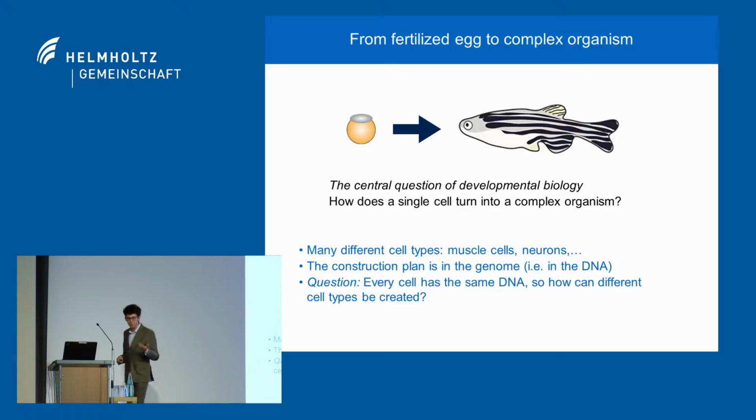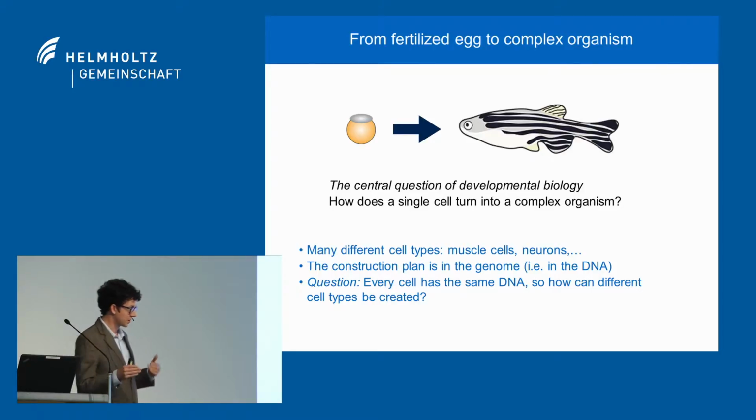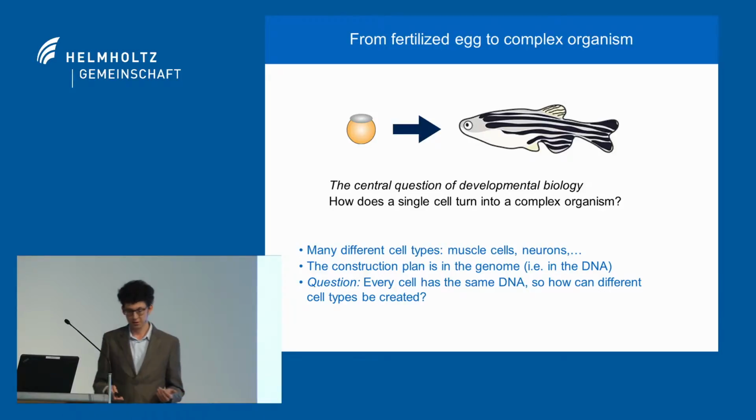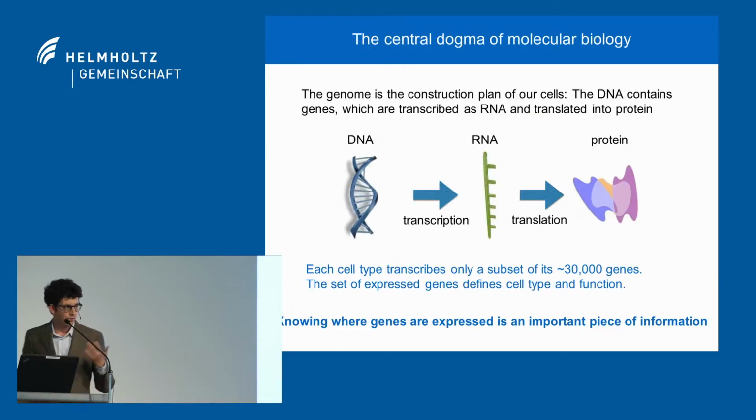Now, if you take those two last points together, I think a question emerges somewhat naturally. If every cell has the same DNA, how is it possible that so many different cell types can be created and generated? The answer is that it depends on which part of the genome is active.